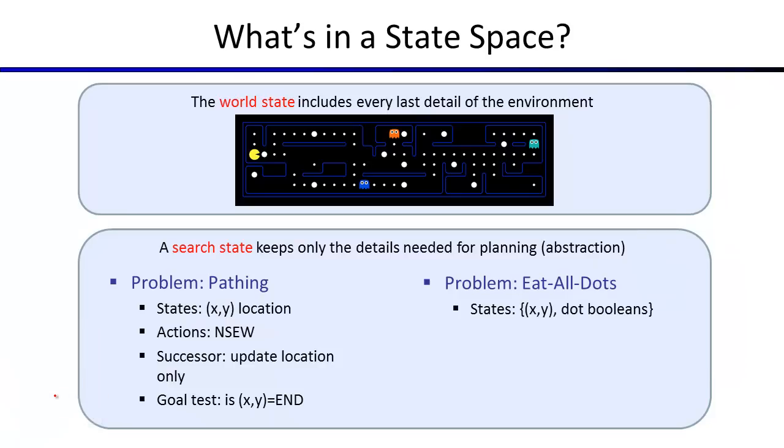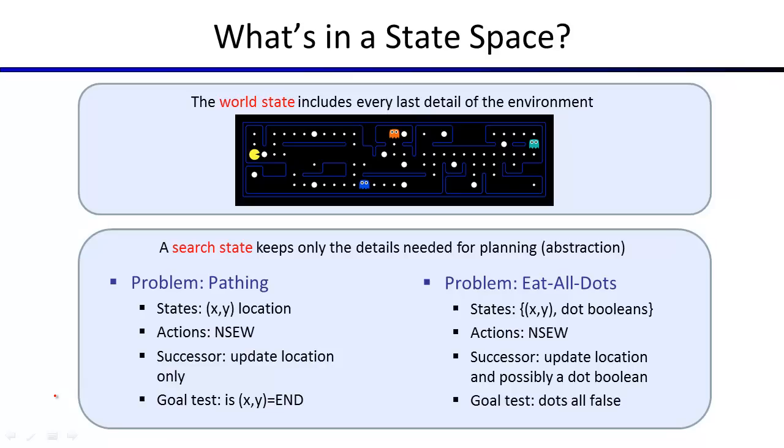Okay, so for this problem we end up with x, y, and the dot booleans. Actions are still north, south, east, west. The successor function updates the location of Pac-Man and updates that boolean, whether food has been eaten or not, if you move into a food location. And then the goal test is whether all booleans have become false for all these food dots.